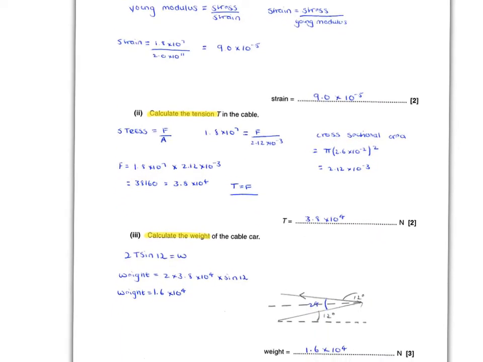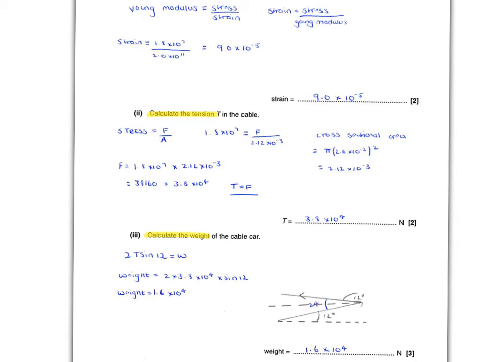For question 3BII, you need to calculate the tension T in the cable. Tension is equal to the force. So if we start off with the equation stress equals force over cross-sectional area, we can simply take force to the left and take stress over to the right, which gives us the equation force is equal to stress times cross-sectional area. But first we need to calculate the cross-sectional area, which is pi times (2.6 times 10 to the minus 2) squared, which gives us the answer 2.12 times 10 to the minus 3.